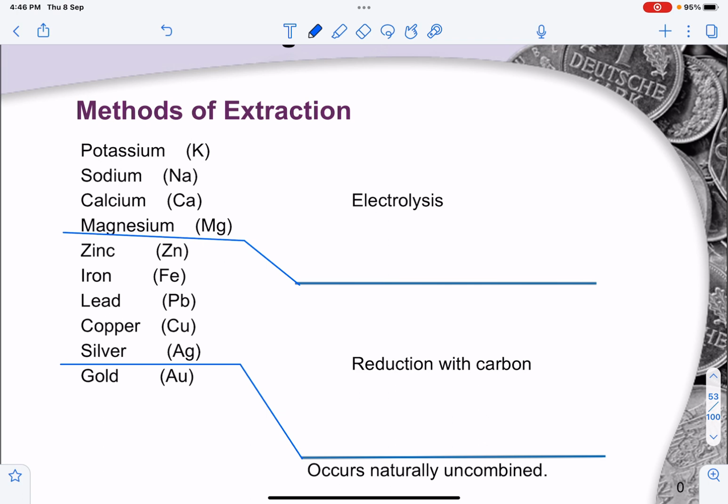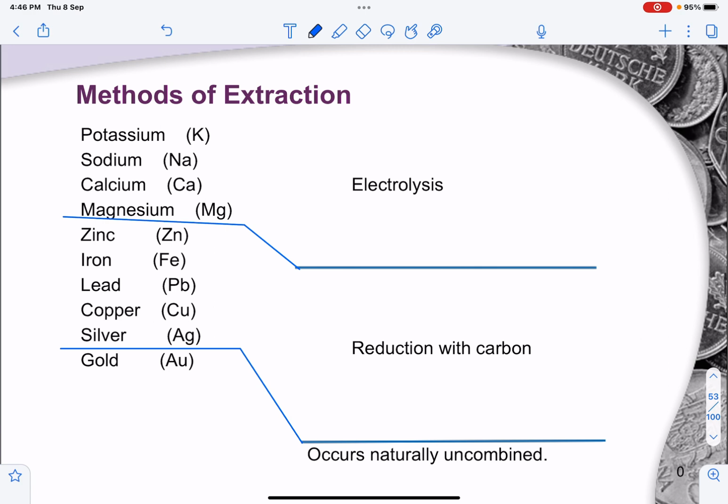Okay, then next we moved into the concept of rusting, how to prevent rusting, the uses of steel, and finally the importance of recycling metal. Okay, so that will come to the end of this whole chapter of metals.